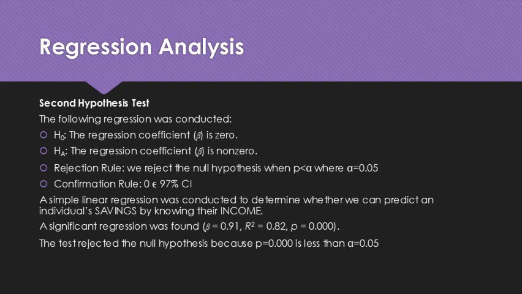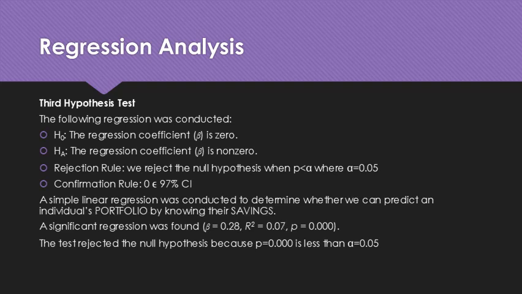A simple linear regression was conducted to determine whether we can predict an individual's savings by knowing their income. Per this test, a significant regression was found with a beta value of 0.91, R square of 0.82, and a p-value of 0.00. The test rejected the null hypothesis because p-value of 0.00 is less than the alpha value of 0.05. Therefore, there was a significant regression.